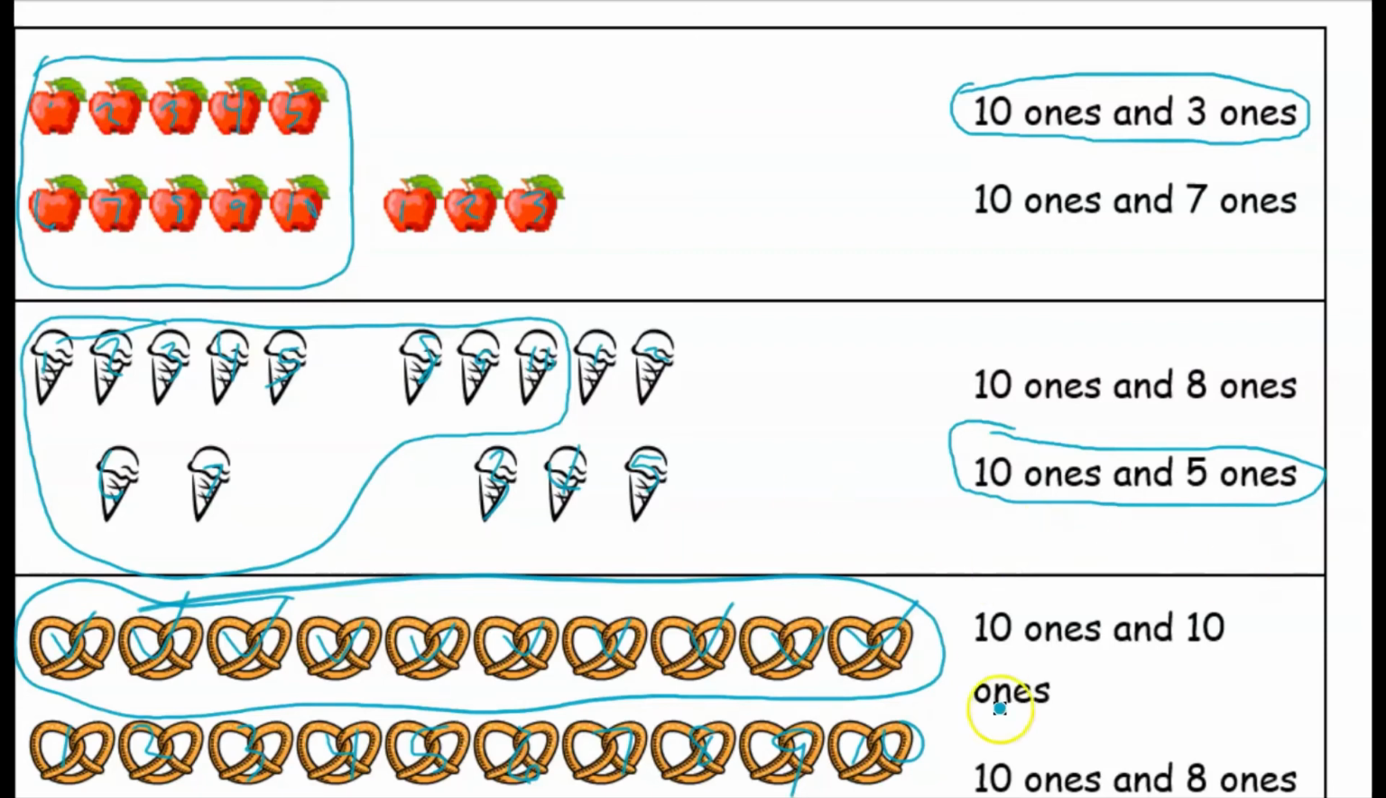All right, let's look at our choices. 10 ones and 10 ones, or 10 ones and 8 ones. Right, we have 10 ones and 10 ones.